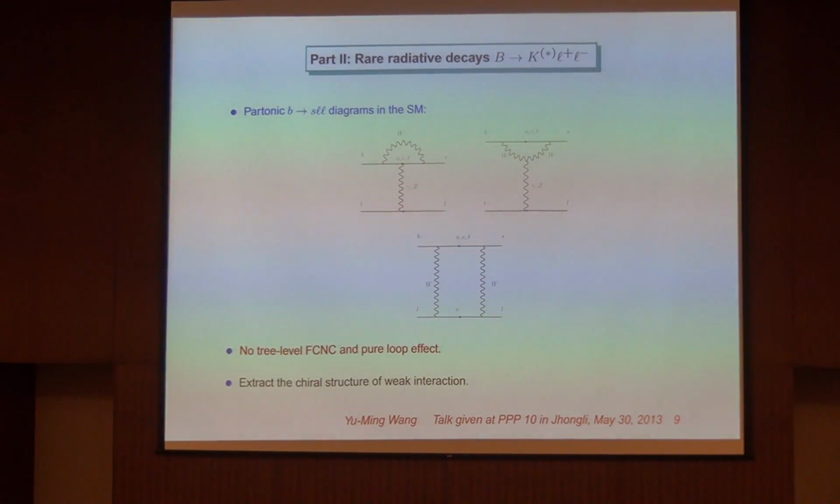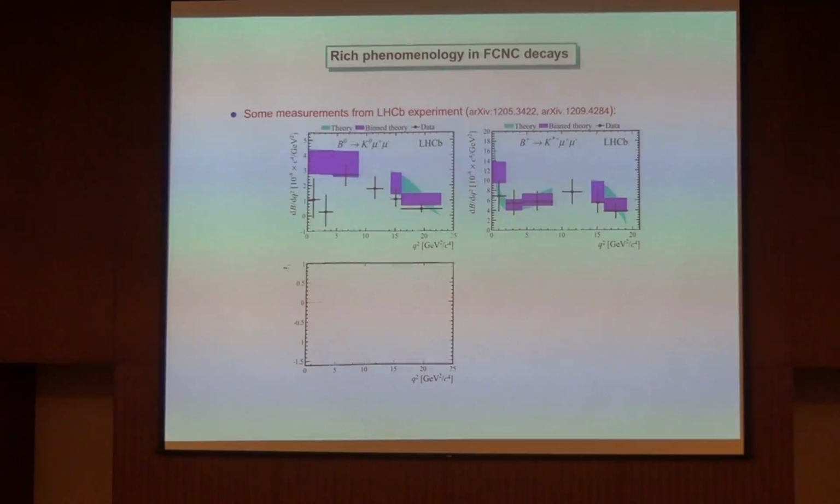And now comes to the second part of this talk. It is the rare decay of B to K star l l. As mentioned before, this decay couldn't happen at tree level because it is induced either by penguin diagrams or by box diagrams. So actually we expect that it could be relevant for searching for new physics.